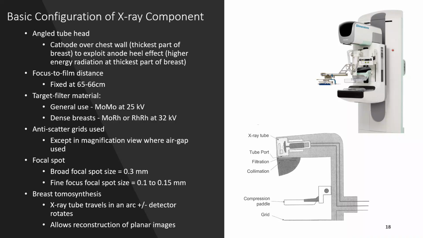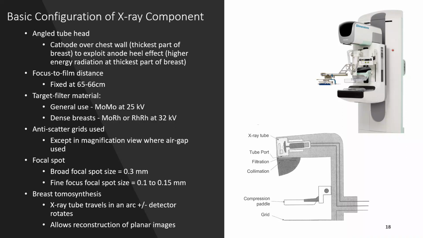So let's look at a basic configuration of the X-ray component. We start with the angled tube head. The cathode would be placed over the chest wall, which is the thickest part of the breast, to exploit the anode heel effect, which has higher energy at the thickest part of the breast and better detail at the thinnest part of the breast.